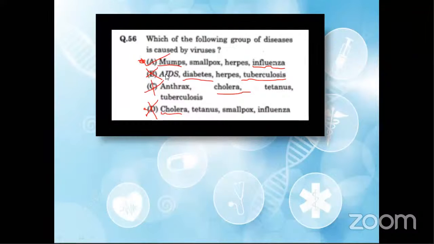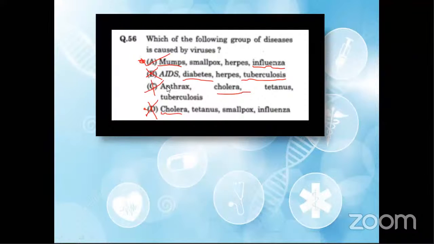What is AIDS? Is it viral or bacterial? Viral. Which is the virus which causes AIDS? HIV. Absolutely right. Diabetes, we had already covered that it is a hormonal imbalance. By which? Insulin. Herpes, we know it's viral. Tuberculosis, only one thing comes to mind: bacterial. Yes, it is a bacteria.